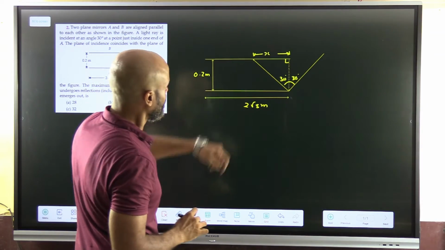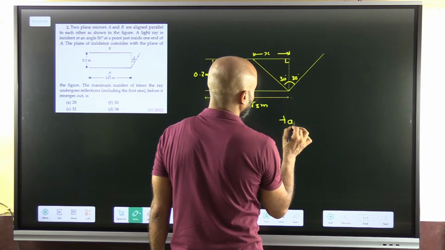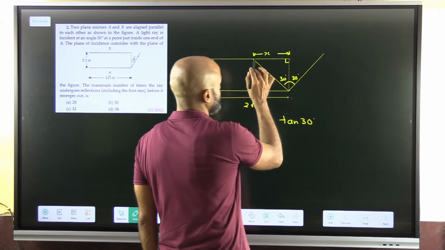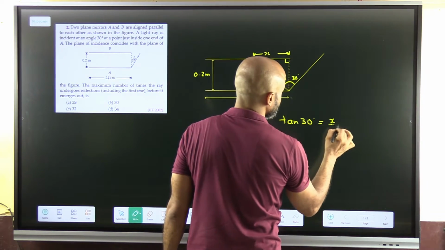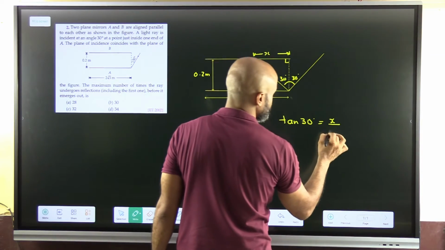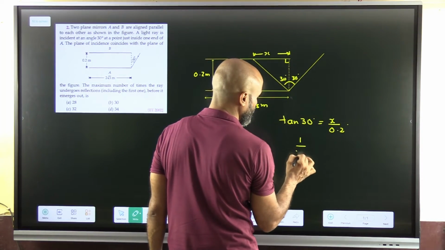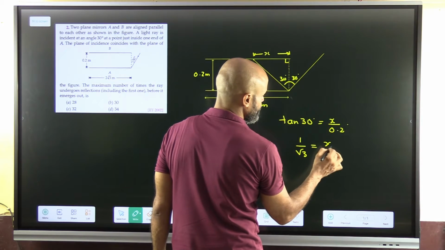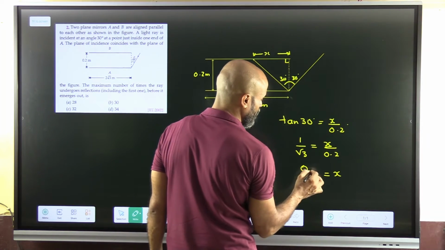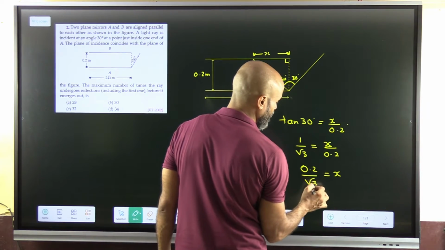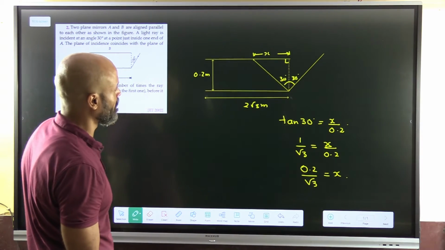Now if I calculate the value of tan 30 degrees, just look at this figure. This will be x, perpendicular upon base, that is 0.2. Tan 30 has a value of 1 by under root 3, so 1 by under root 3 equals x upon 0.2. So x is going to be 0.2 upon under root 3.